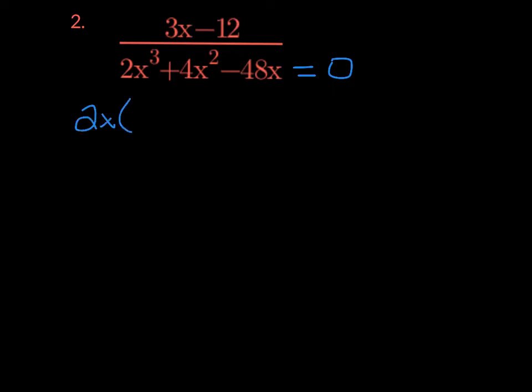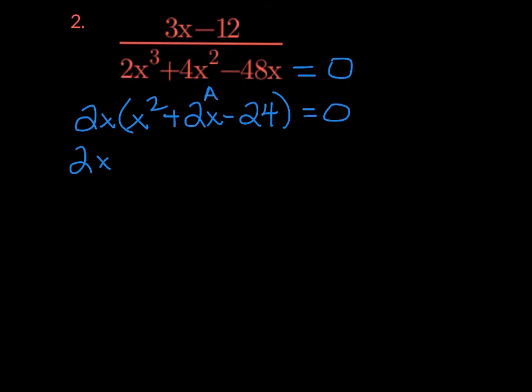So I'm going to take that out, and that's going to leave me with x squared plus 2x minus 24. Okay, I'm going to set that equal to 0. So I'm going to keep going because I know I have a trinomial and then I can factor that. So I'm looking for two numbers that will add to positive 2 and multiply to negative 24. So that's going to give me a positive 6 and a negative 4.